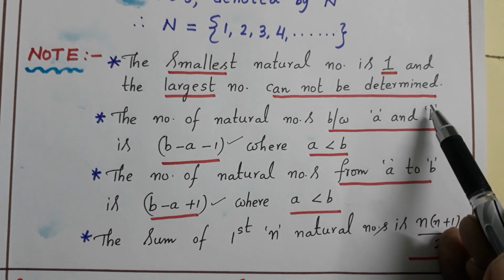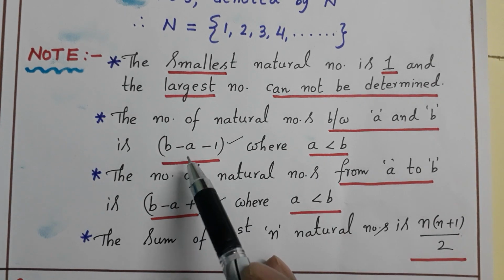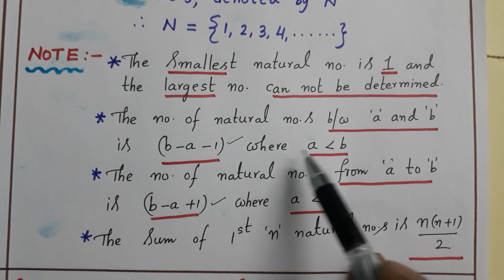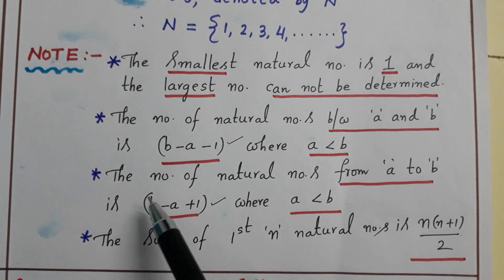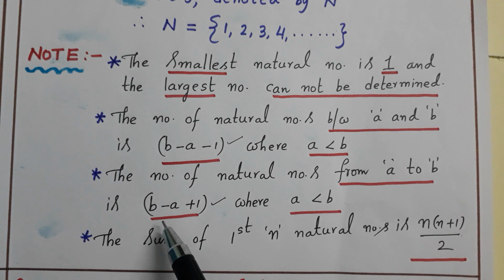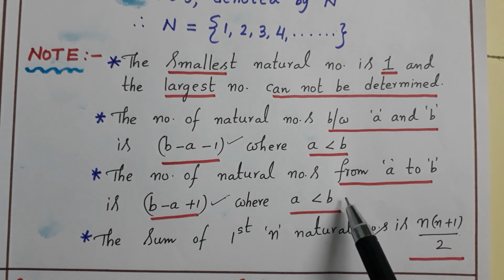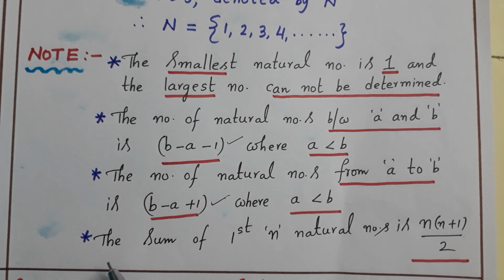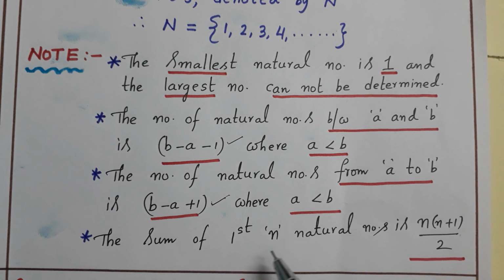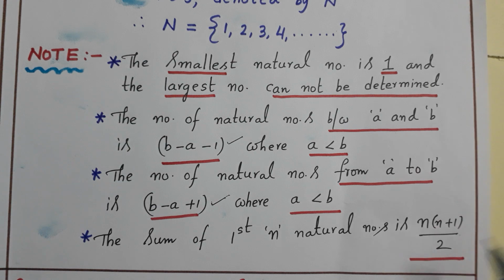Between a and b, the number of natural numbers is b minus a minus 1, where a is less than b. And the number of natural numbers from a to b is given by the formula b minus a plus 1, where a is less than b. And also I want to tell you one more formula: the sum of the first n natural numbers is n into (n plus 1) by 2. Let me explain with one example.